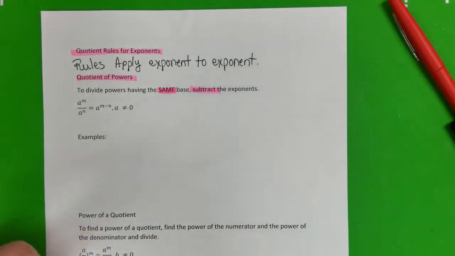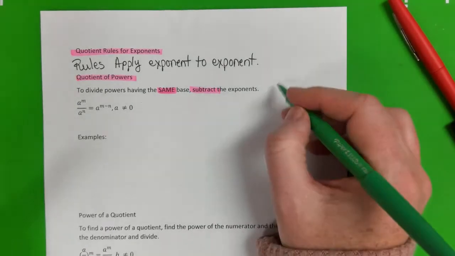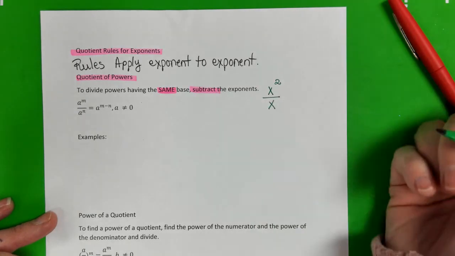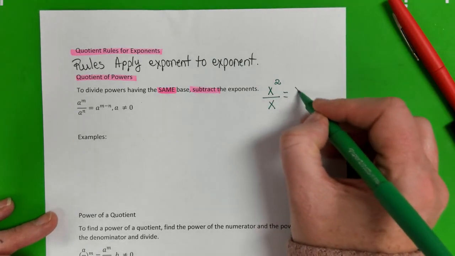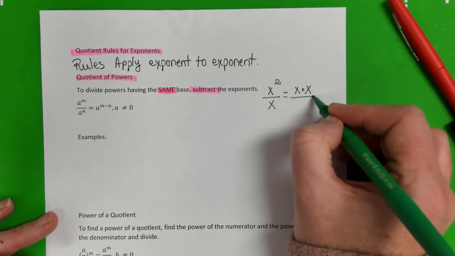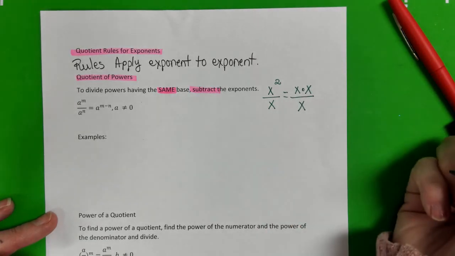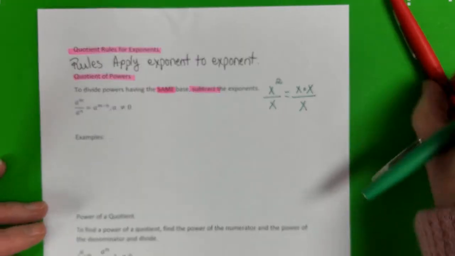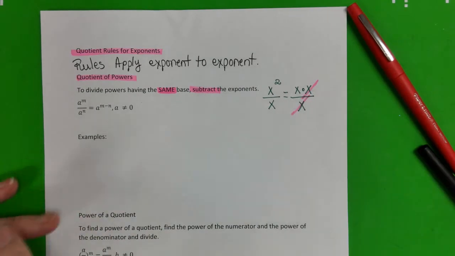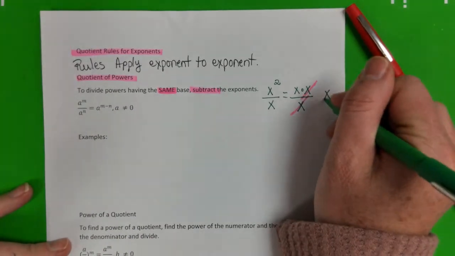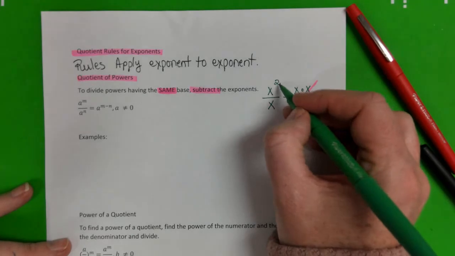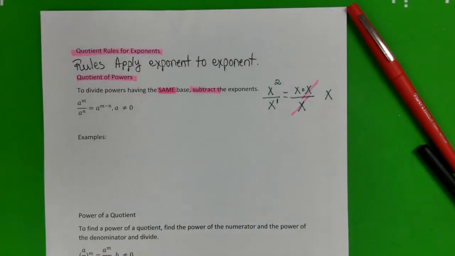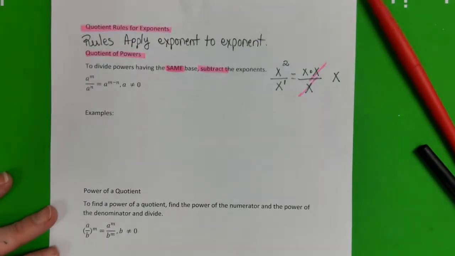Let me show you an example. Let me just show you a really basic example. If I had x squared over x, right? We know that this means x times x over x, right? And so we might be able to write our problem like this in expanded form. Well, notice, couldn't we cancel out those x's and it would just leave me with x? Well, that's the same thing as taking the exponents and subtracting them, right?